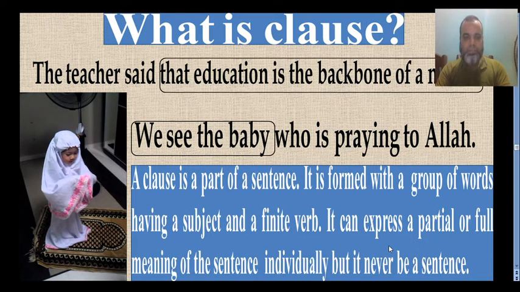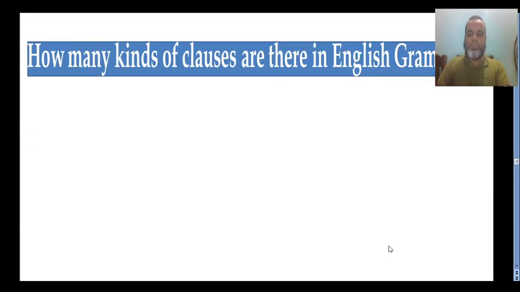What is the definition of it? A clause is a part of sentence. It is formed with a group of words having a subject and a finite verb. It can express a partial or full meaning of a sentence. It can express the meaning of a sentence, but it is not a sentence. That is the definition of clause.